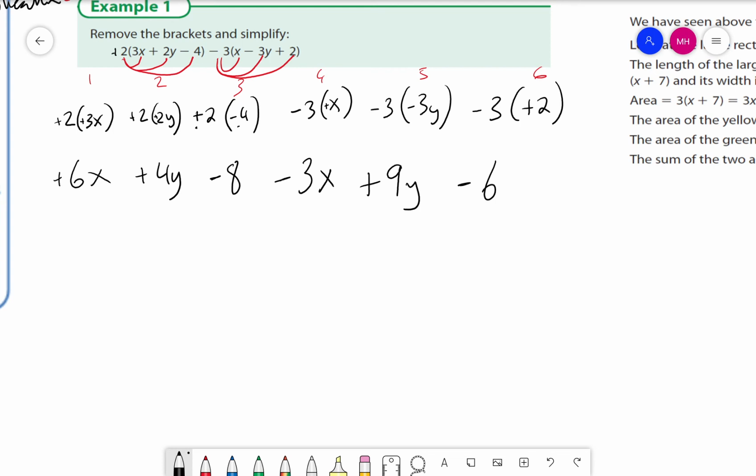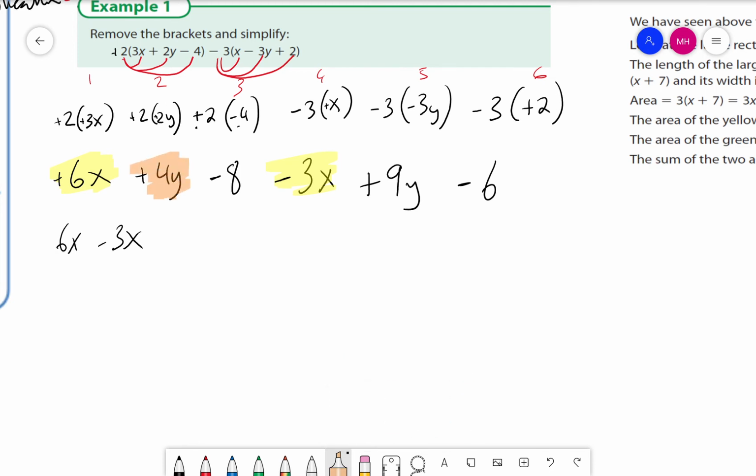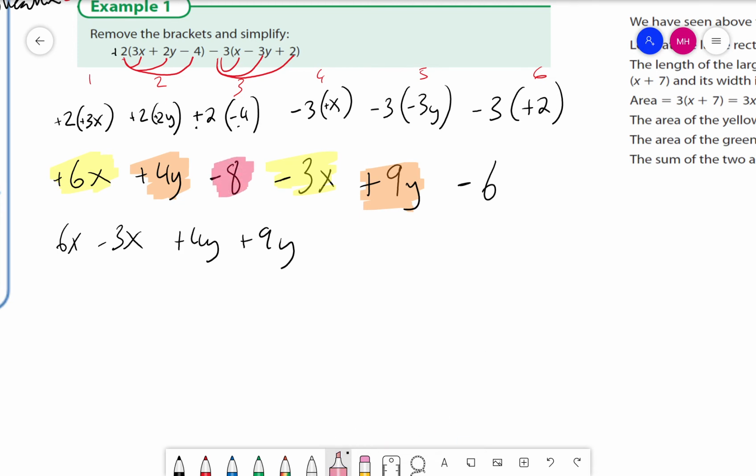So at the start, straight off the bat, I'm going to look for the x's. There I've got x's and there I've got x's. So I'm going to calculate, I'll write them down here. 6x minus 3x. Then I'm going to go and look for my y's. So I've got y's here and y's here. I'm going to write them down. Plus 4y plus 9y. And then I'm going to finish up what I've got next to my list, which is 8. So that's real numbers, and I've got real numbers. So I've got minus 8, minus 6.